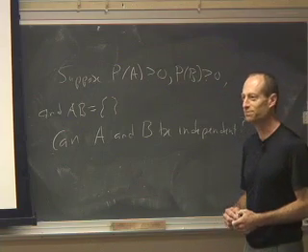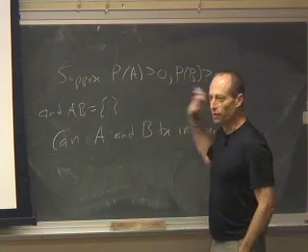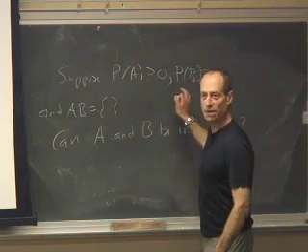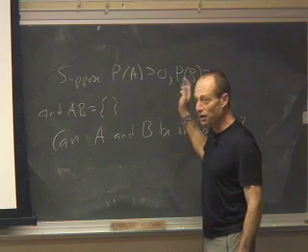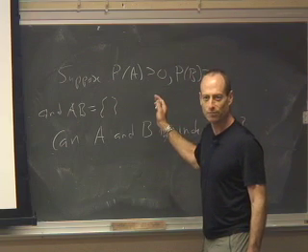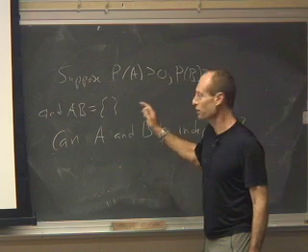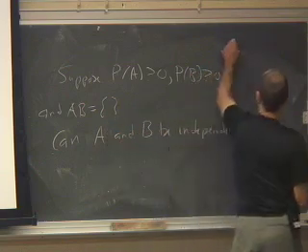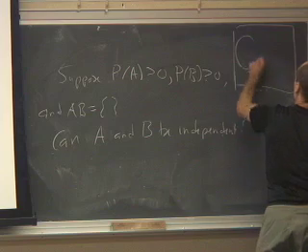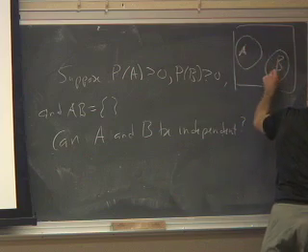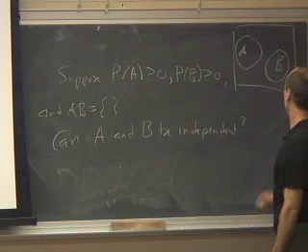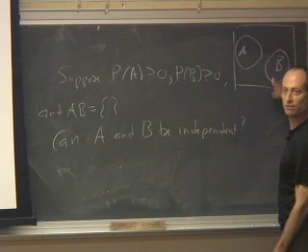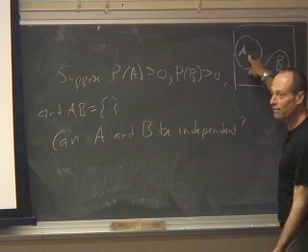Heuristically, if their intersection is empty, and I learn that B happened, I know that A did not happen. Right? The intersection is empty. What does the Venn diagram for that look like? If I learn that A happened, I know B didn't happen, and vice versa. If I learn that B happened, I know A didn't happen, because they don't have any elements in common.